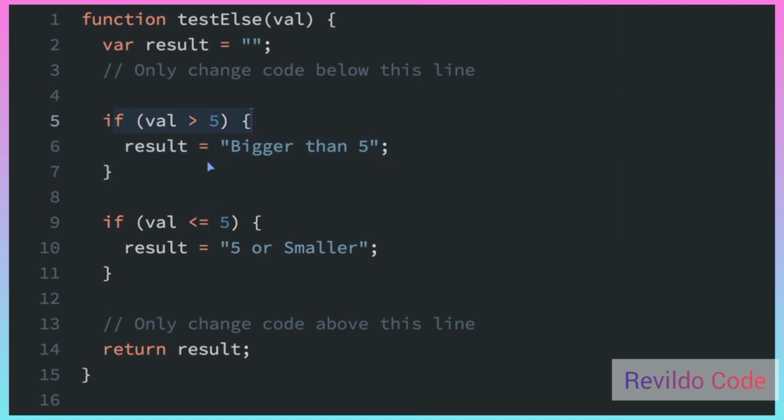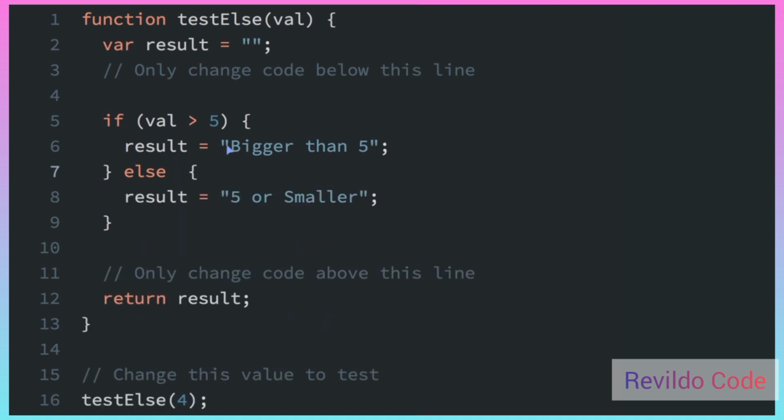If value is more than 5, the result is bigger than 5. If the value is less than or equal to 5, the result is 5 or smaller. We can do this with an else statement. So I'm just going to type in else here, and then we can just delete this whole if statement like that. And now we have if the value is more than 5, the result is going to be bigger than 5. Else, if it's not more than 5, we'll return 5 or smaller.